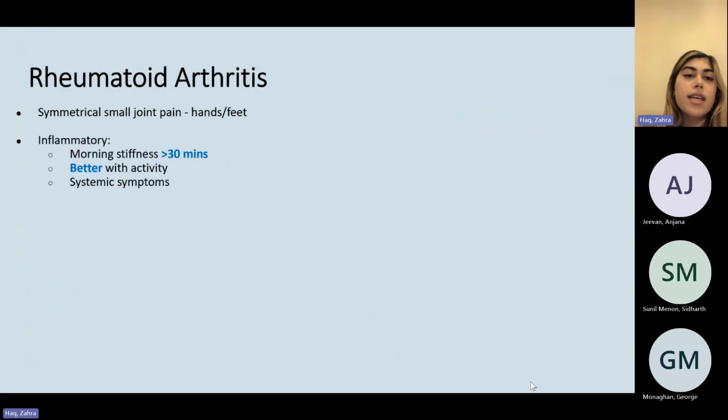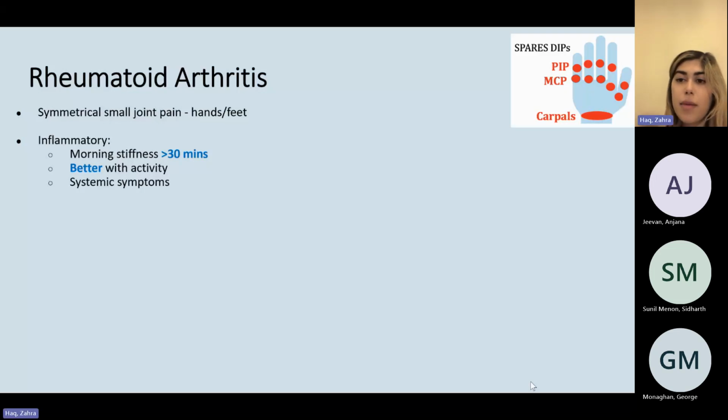So rheumatoid arthritis is an inflammatory arthritis, unlike osteoarthritis, which is caused by more wear and repair and overuse. In inflammatory conditions it's normally systemic, so we get symmetrical small joint involvement, mostly the hands and the feet, including the MCP joints. So we get morning stiffness, however this lasts over 30 minutes in comparison to OA, which is normally less than 30 minutes. It gets better, surprisingly, with activity. And as I said, systemic symptoms, because we want to think about that inflammatory picture.